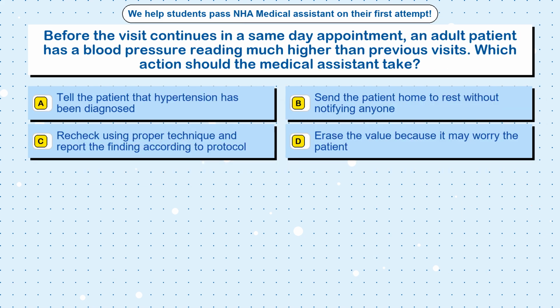Question 56. Before the visit continues in a same-day appointment, an adult patient has a blood pressure reading much higher than previous visits. Which action should the medical assistant take? Option A, tell the patient that hypertension has been diagnosed. Option B, send the patient home to rest without notifying anyone. Option C, recheck using proper technique and report the finding according to protocol. Option D, erase the value because it may worry the patient.